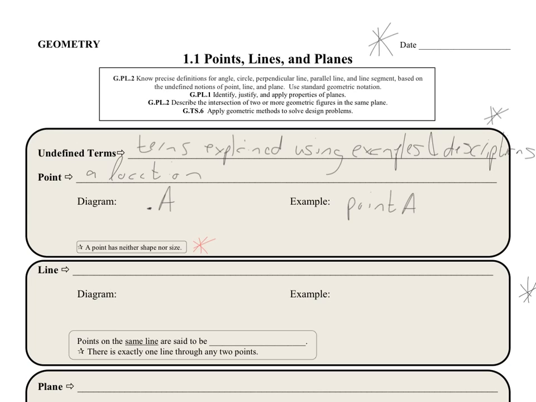Our next undefined term is a line, which is made up of points and has no thickness or width. One important characteristic of lines that we all need to know is that there is exactly one line through any 2 points.